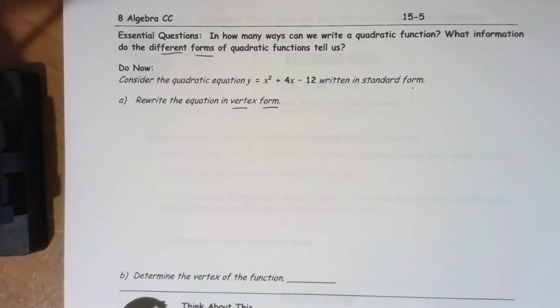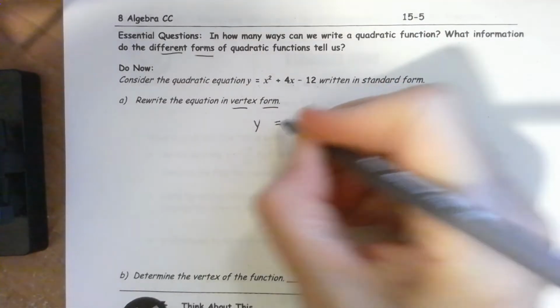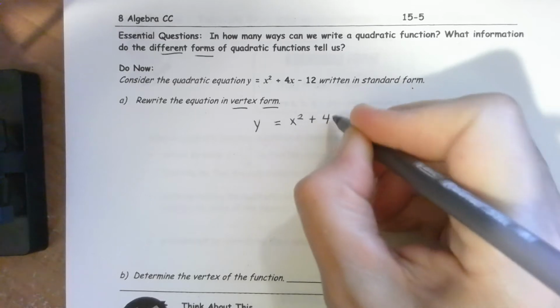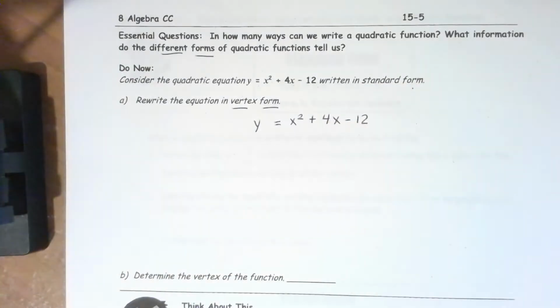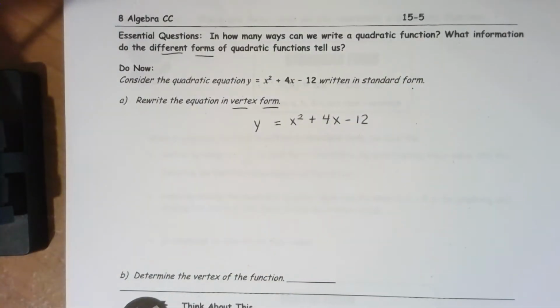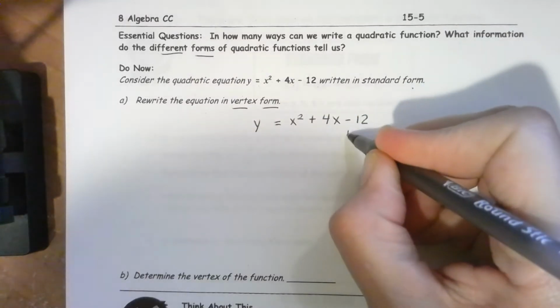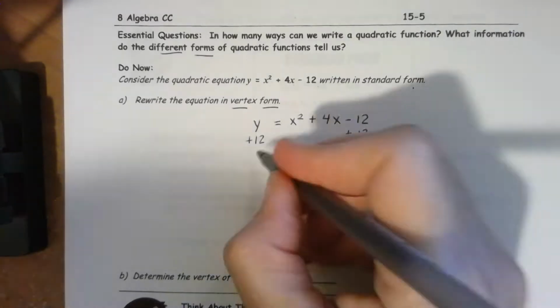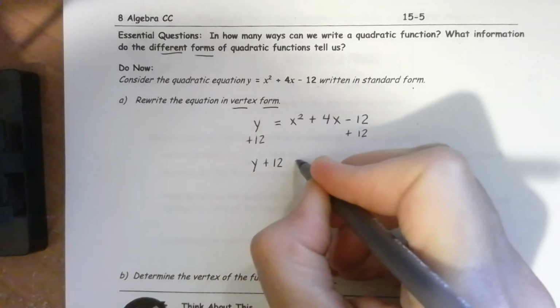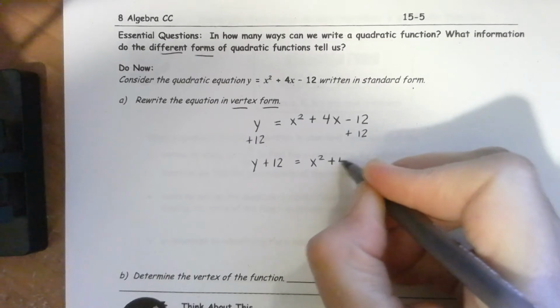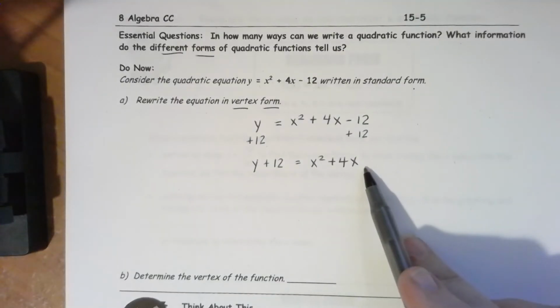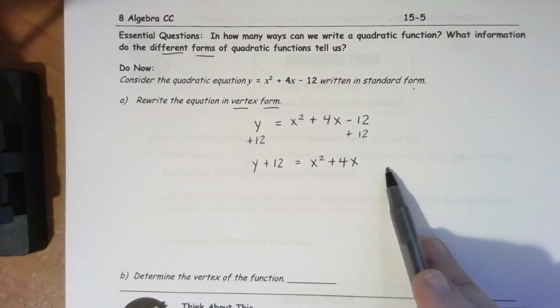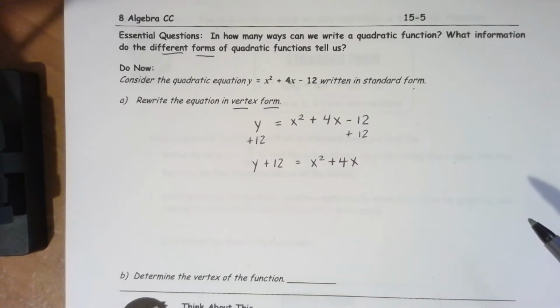So we're going to use the skill from the previous lesson of completing the square. So this is the original equation written in standard form. I need to create a perfect square trinomial, so I need to move my constant over to the other side. Addition property of equality. I now have y plus 12 equals x squared plus 4x. And I think to myself, what should I put in here to create a perfect square trinomial?